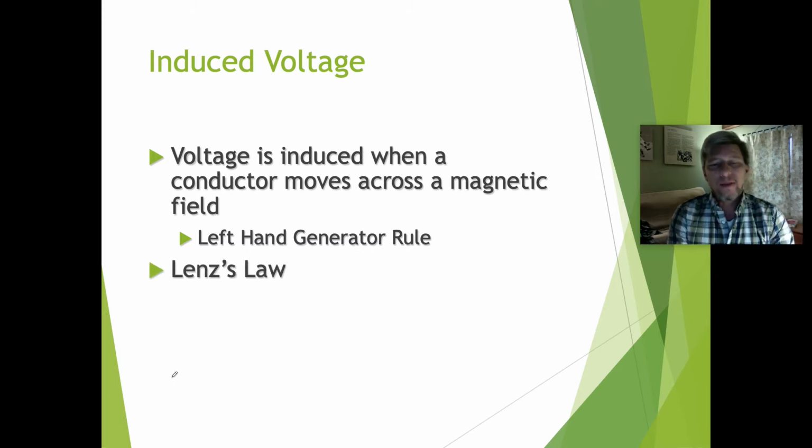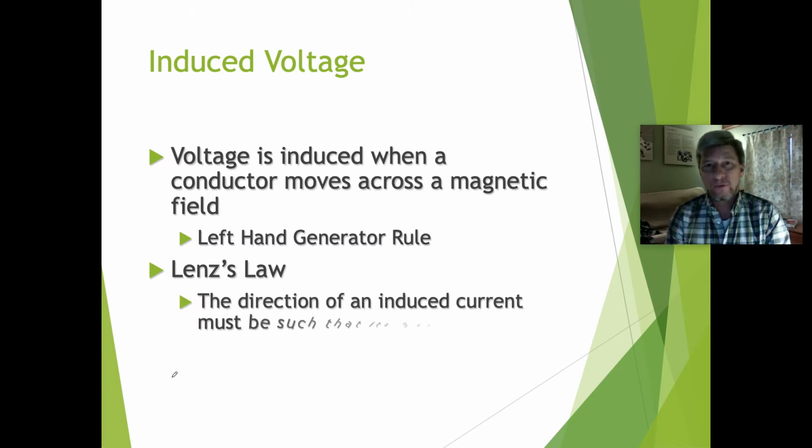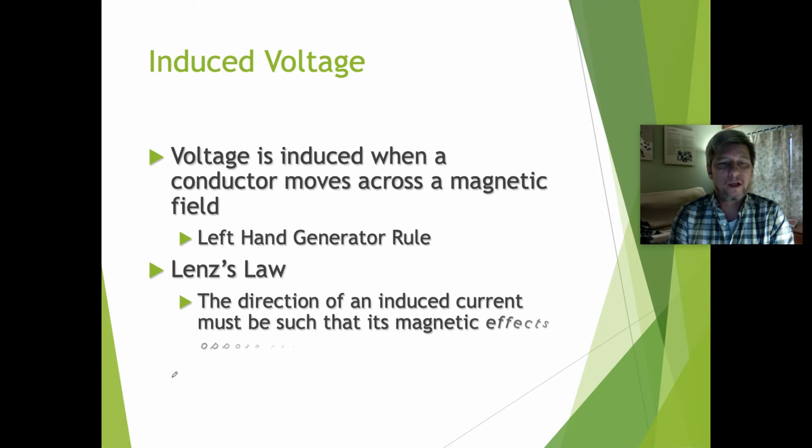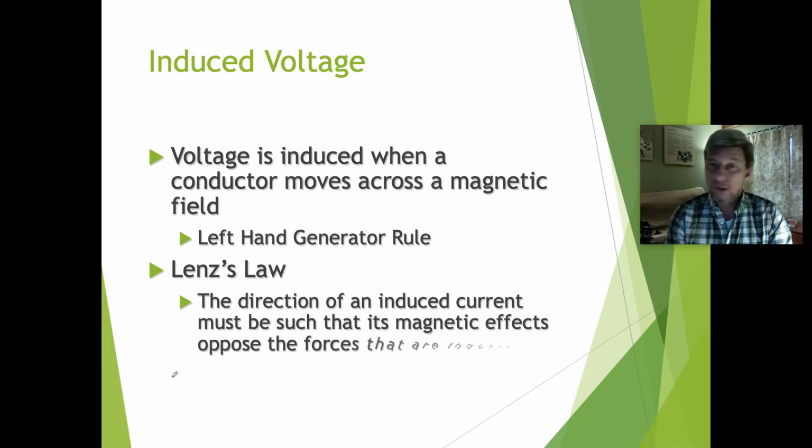All right, this is essentially the idea behind what's known as the left-hand generator rule. Now, I'm not going to get into the details of that rule here. It's not really important for our discussion, but for those of you who are interested in this kind of thing, just look it up. Spend a little time. Several of you have told me you're interested in electrical engineering. Well, this is the place to start.